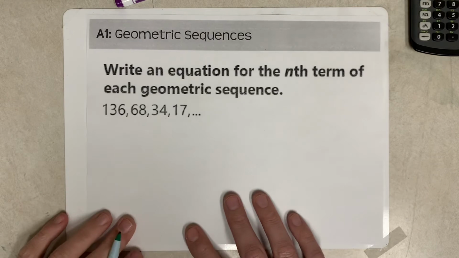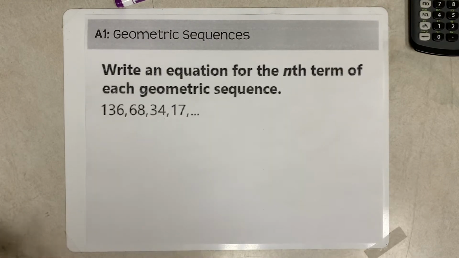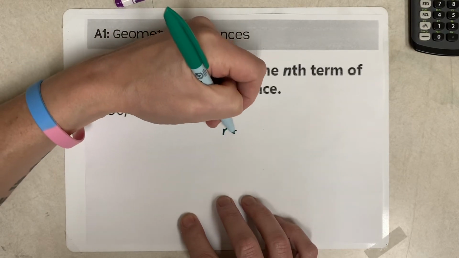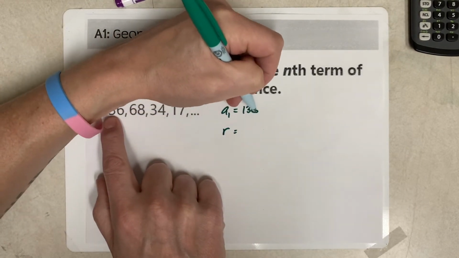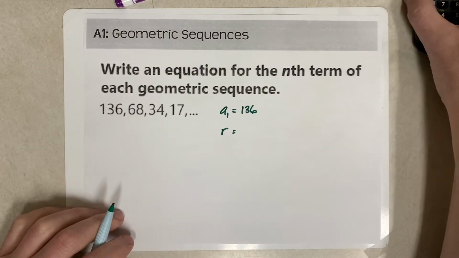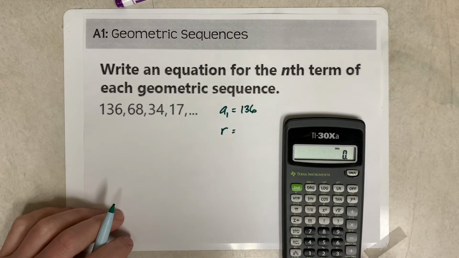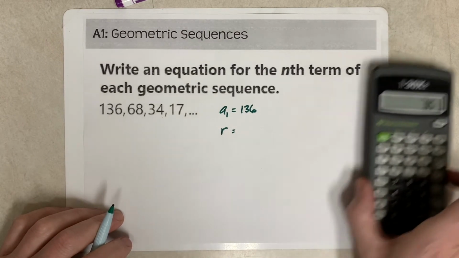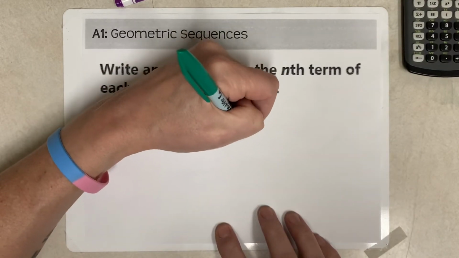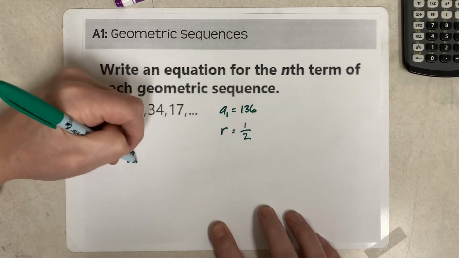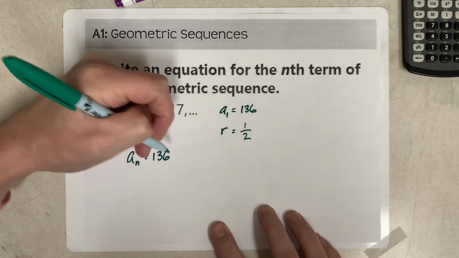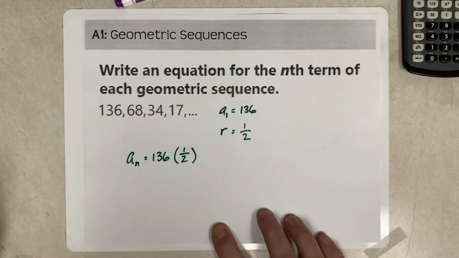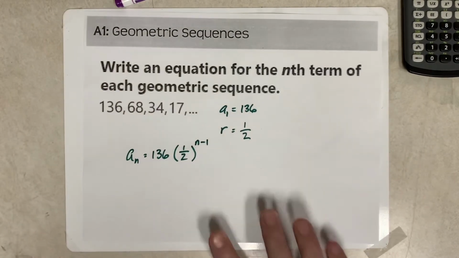All right, this one looks kind of interesting. So this time we do want our a sub 1 and we want our r. Well, a sub 1's easy, that's 136. But what's r? Let's just do 17 divided by 34 equals, and it is 0.5, so that's 1/2. Very nice. So this time we've got a sub n is equal to 136 times 1/2, and you could put 0.5 there if you want to, it'd be okay, to the n minus 1.